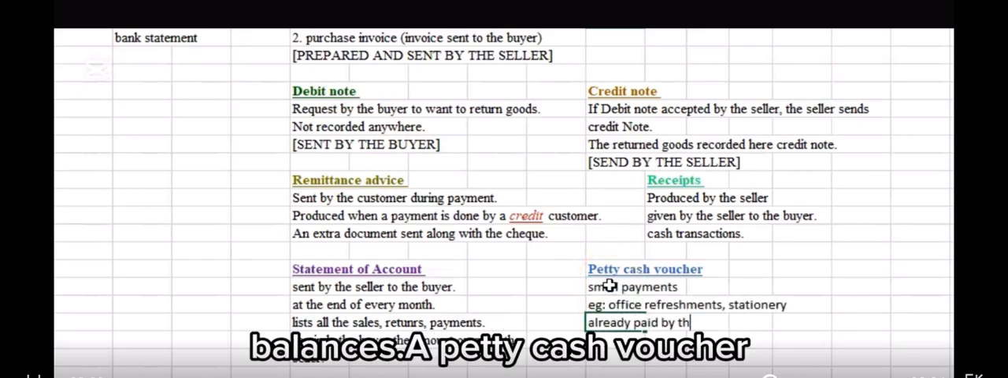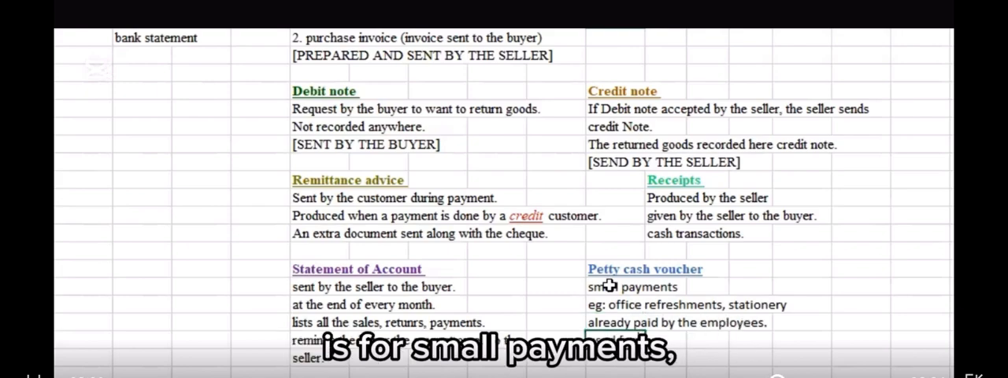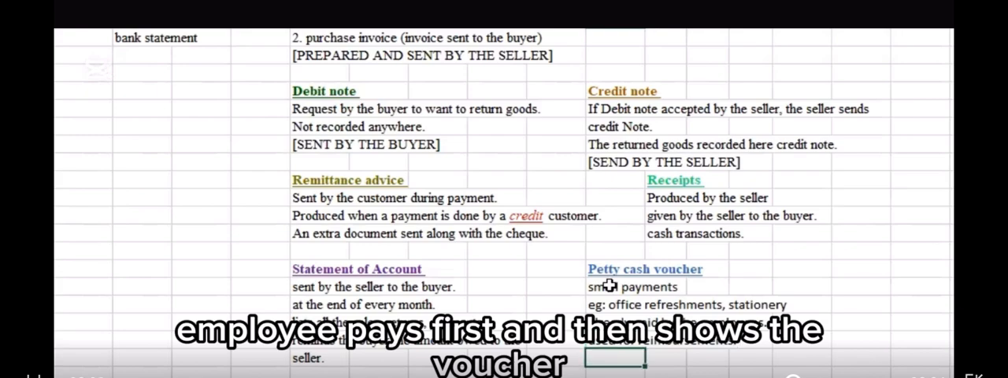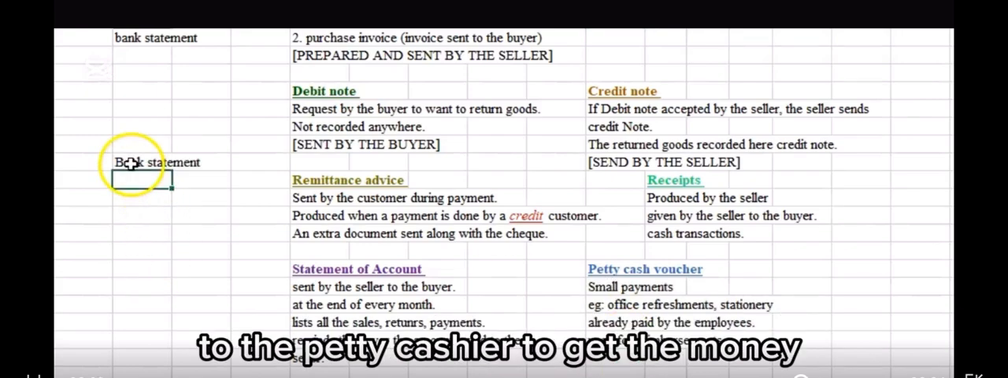A petty cash voucher is for small payments, like office snacks. The employee pays first and then shows the voucher to the petty cashier to get the money back.